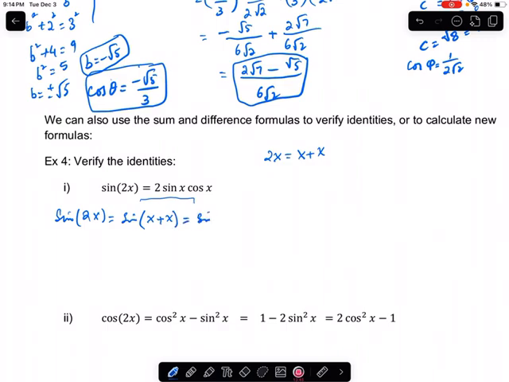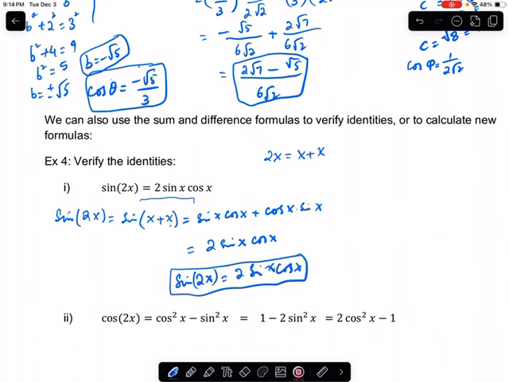So sine of x cosine of x plus cosine of x times sine of x. Both are the same, so we get 2 times sine of x cosine of x. So now this became sine of 2x is equal to 2 times sine of x cosine of x. We call it the double angle formula.